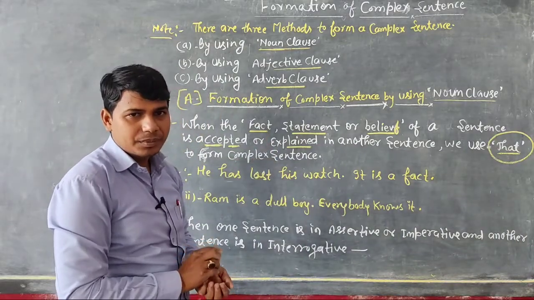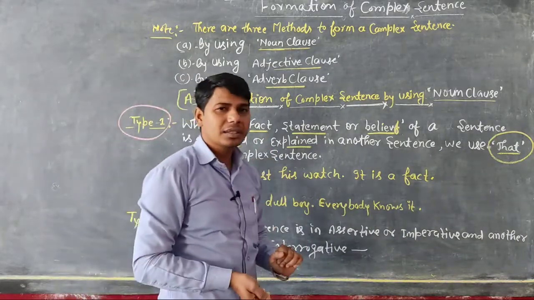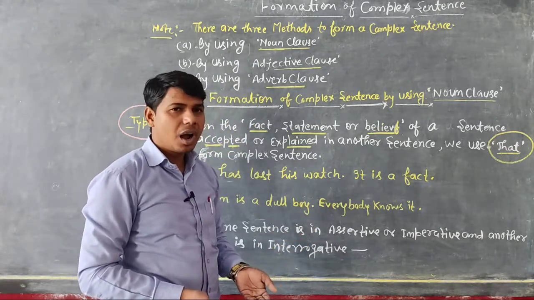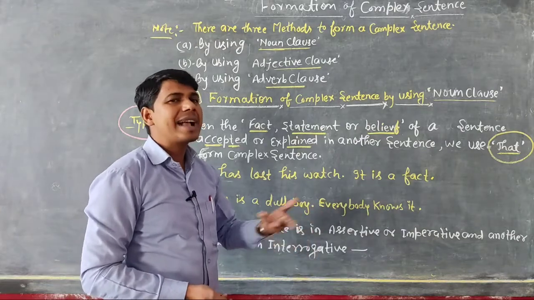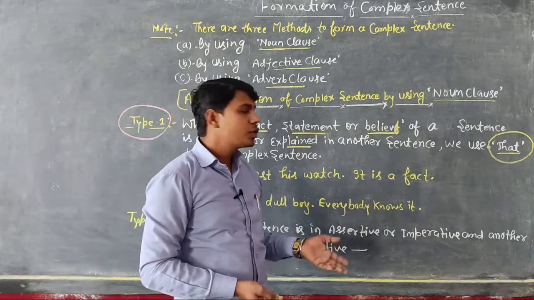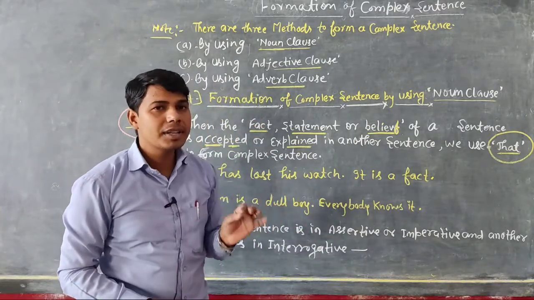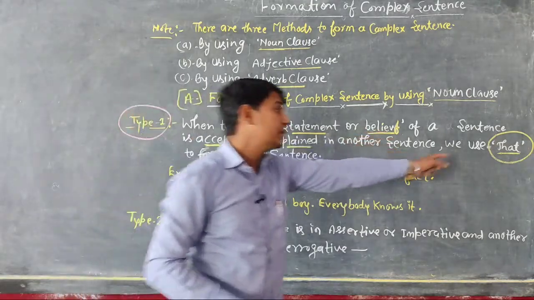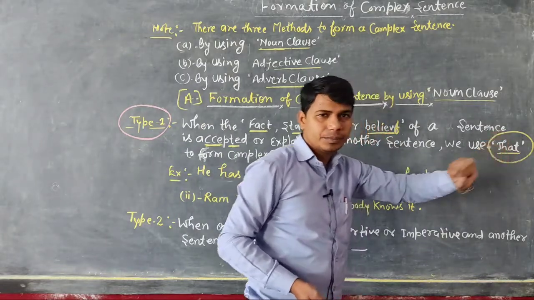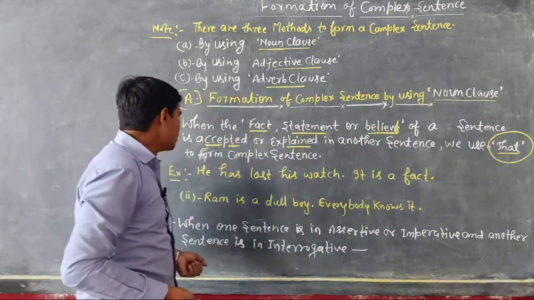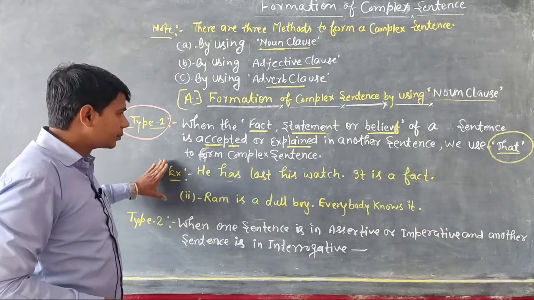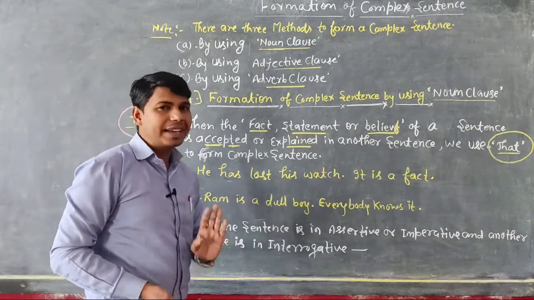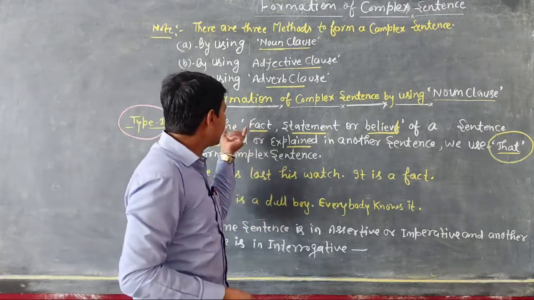Is that clear? Suppose you have a sentence and the fact of the first sentence is accepted or explained in another sentence. So that sentence must be joined into a complex sentence with the help of the conjunction that. Is that clear? Okay. So I have mentioned here an example for you.